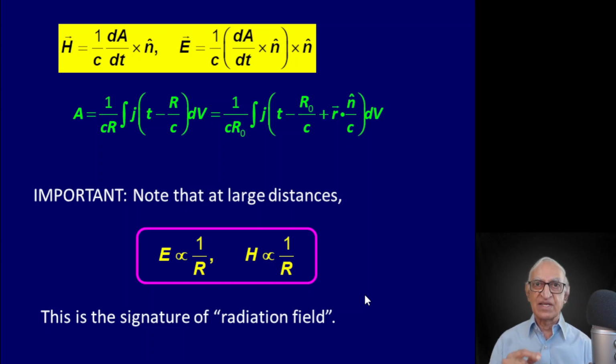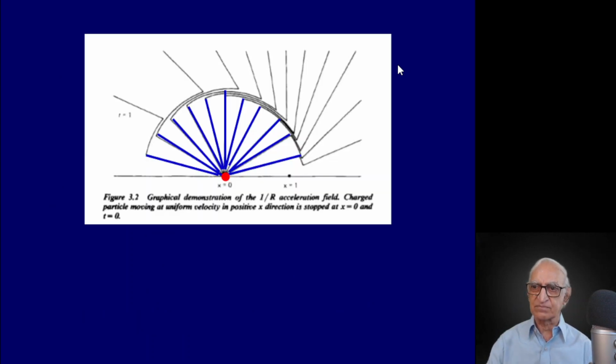If you remember, in electrostatics, according to Coulomb's law, the electric field would have been proportional to 1 over r squared. But now we are talking about the electric field being proportional to 1 over r, and the magnetic field also being proportional to 1 over r. This is an essential difference between the velocity field and acceleration field, as I shall now explain. Let me once again remind you that the electric field and magnetic field are perpendicular to one another and perpendicular to the direction of propagation.